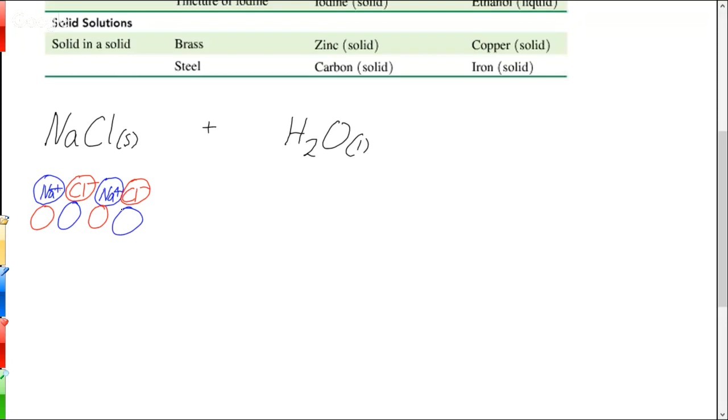So what's going on with those? Remember what it's called? How do water molecules interact with each other? What's it called when they interact with each other?